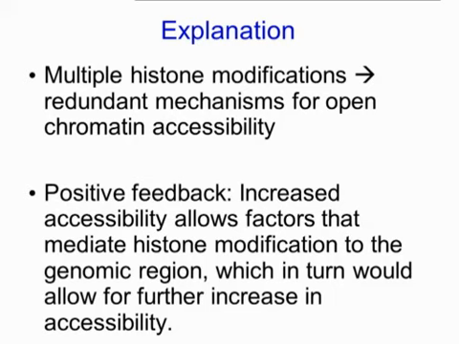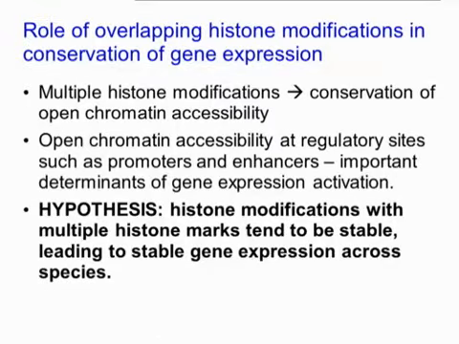Our explanation is that multiple histone modifications imply redundant mechanisms for open chromatin accessibility. And we have a positive feedback. Increased accessibility allows factors that mediate histone modification to reach the genomic region, which in turn would allow further increase in accessibility. Then we want to see the role of overlapping histone modification in conservation of gene expression. So multiple histone modifications will see increased conservation of open chromatin accessibility.